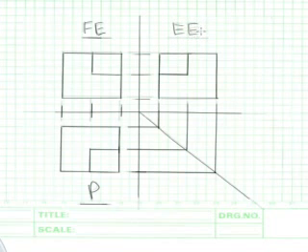Label the end elevation. And again for the scale, it's 1:1. Therefore, we do not need to put any dimensions, and then end off with the symbol for first angle orthographic projection. And there you have it.